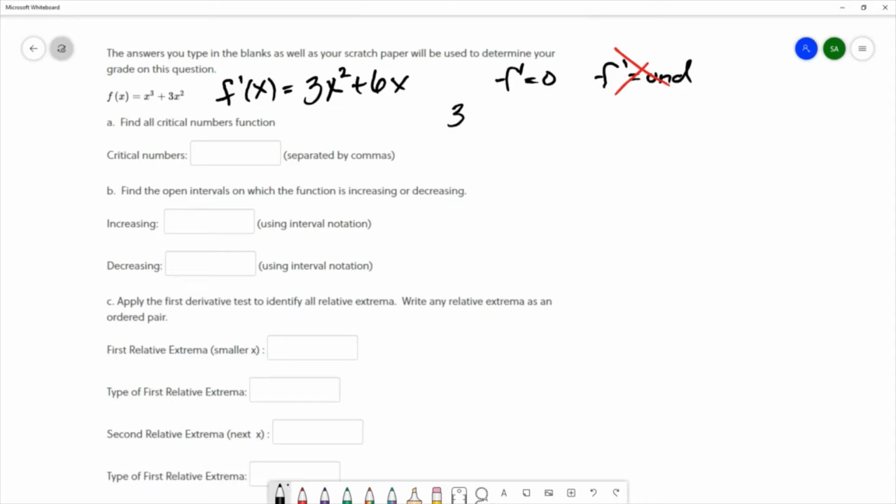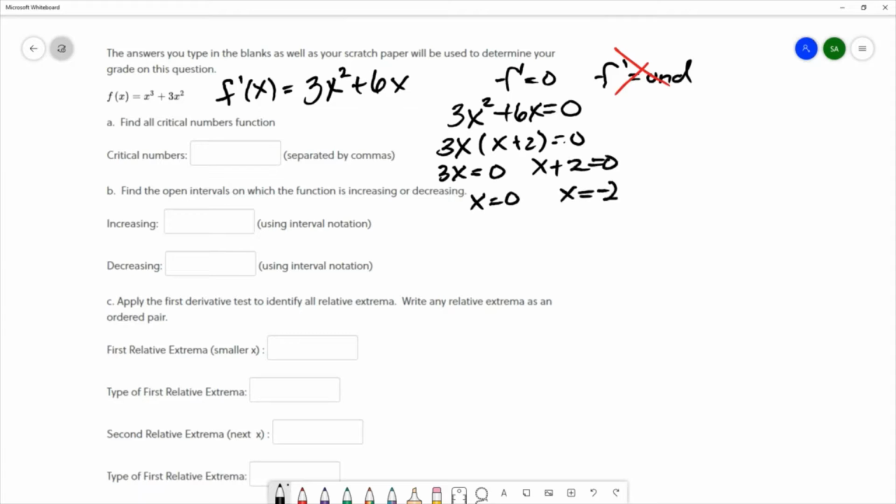So that gives me the equation 3x squared plus 6x equals 0. I'm going to factor the greatest common factor out, which is 3x, and that leaves me with x plus 2 equals 0. I can set each of these factors equal to 0 to get solutions of 0 and negative 2. So these are my critical numbers.